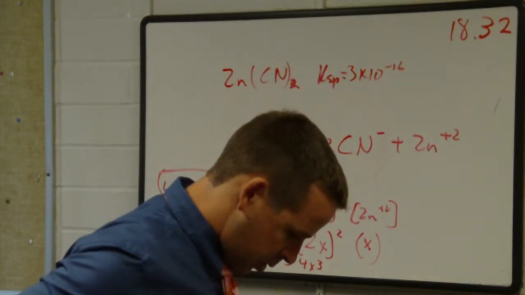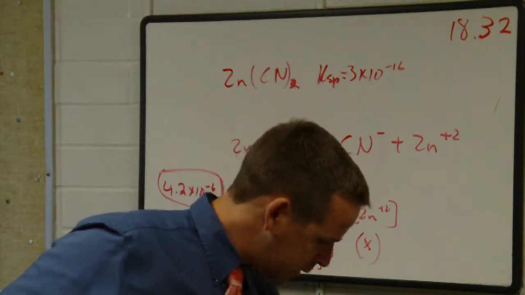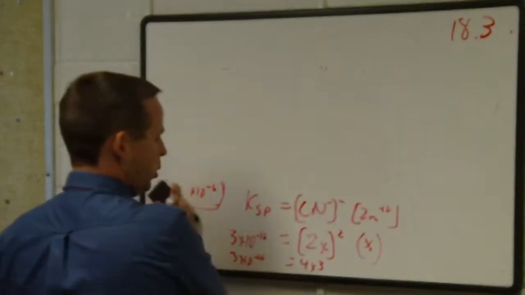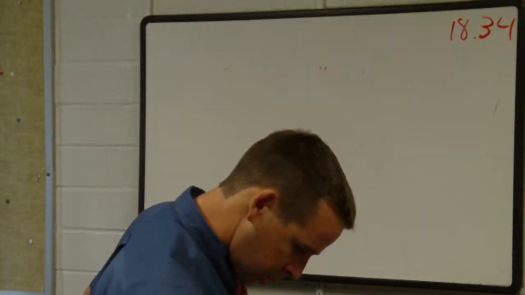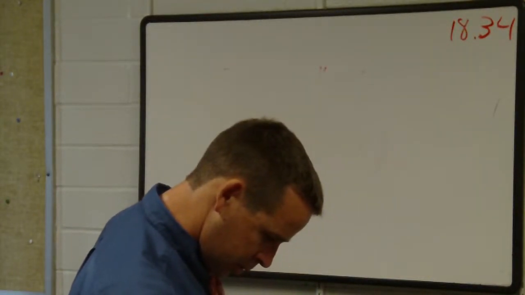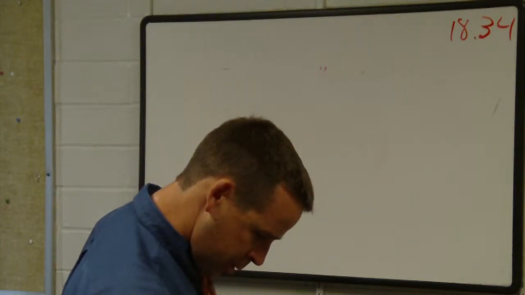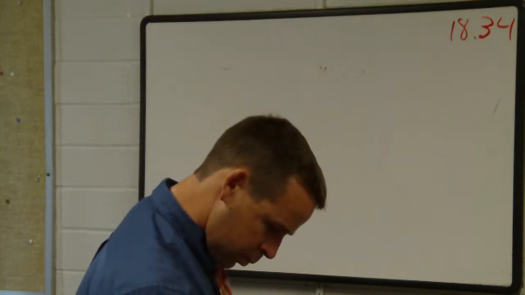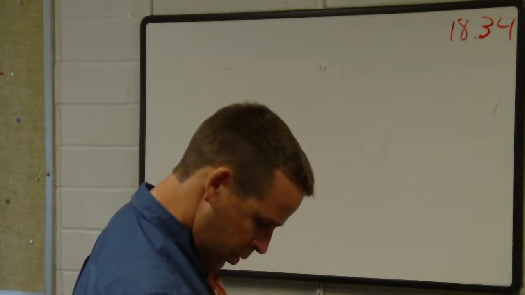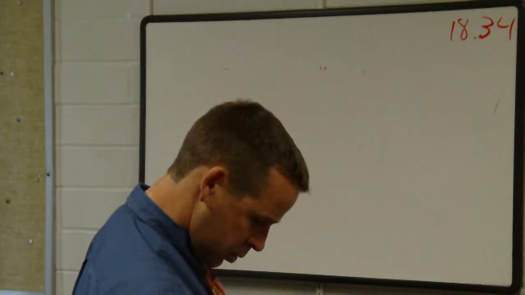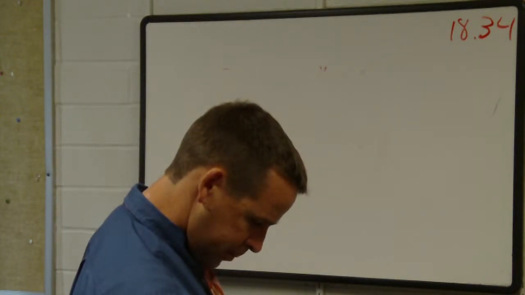All right. 1834, 25 degrees Celsius. Lithium fluoride, KSP, 1.8 times 10 to the minus 3, and for barium fluoride, 1.7 times 10 to the minus 6. Which salt, lithium or barium, has the larger molar solubility in water? Calculate the solubility of each in units of moles per liter.